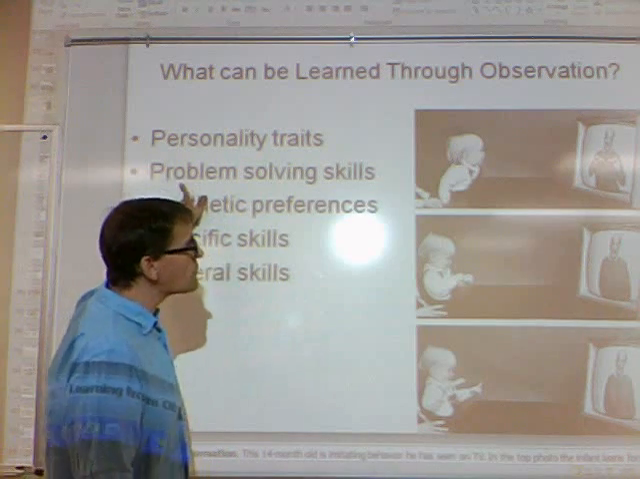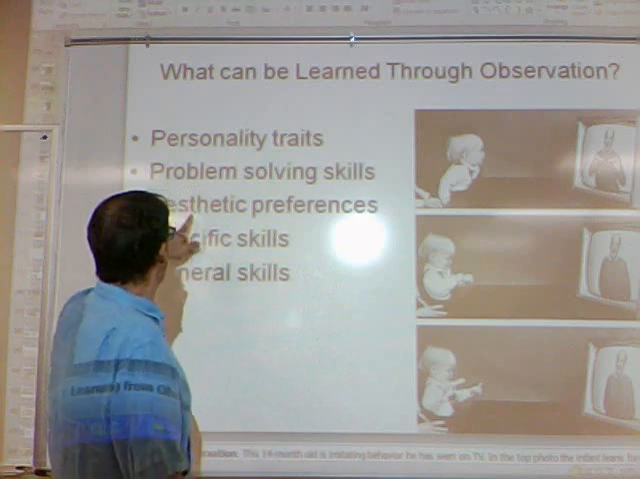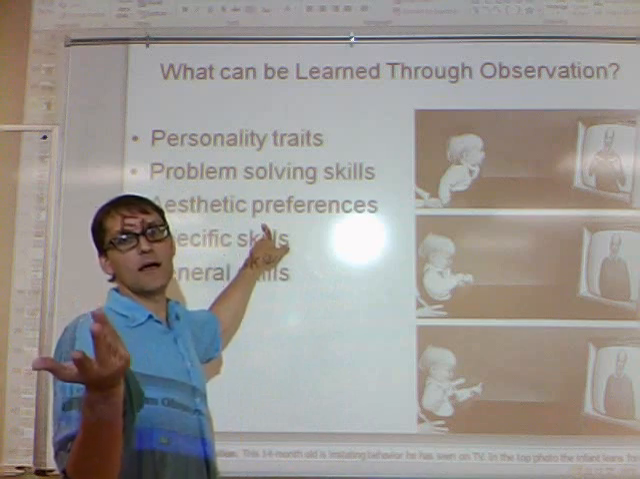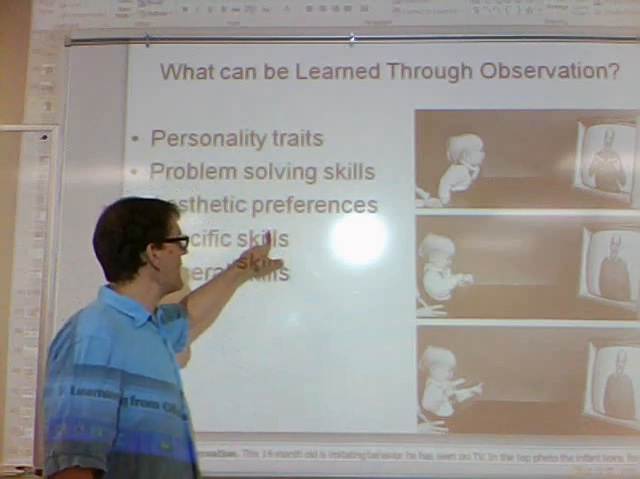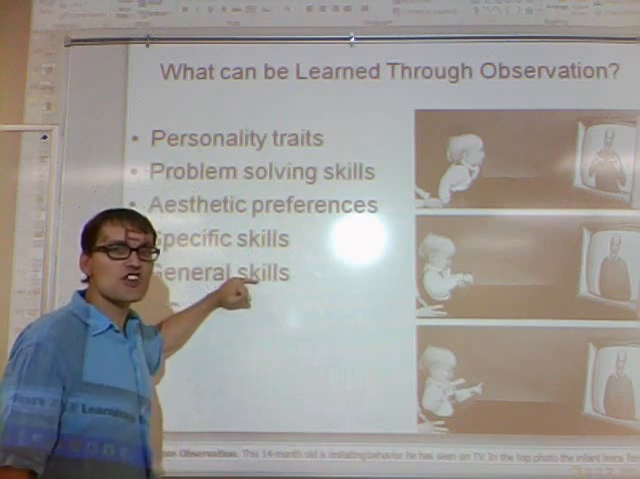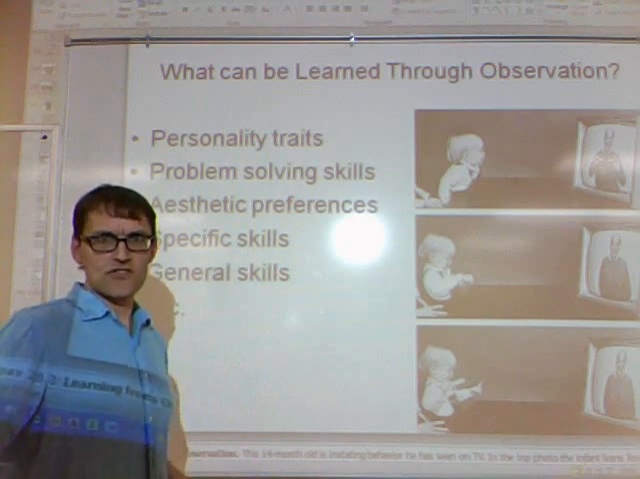But they can also learn problem-solving skills, right? That's what this kid's learning, okay? They can learn aesthetic preferences. Yeah, what's good art, right? Not the modern. Ooh, never learned that one. They can learn specific skills, but they can also learn real general skills. General skills like helping behaviors, okay?